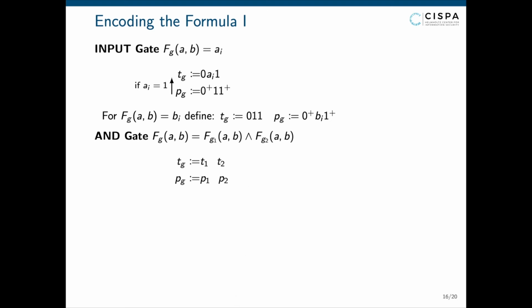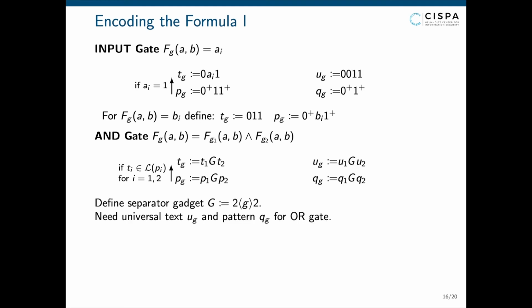And just to avoid problems, we add some separator gadget in between that forces us to match these two gadgets to each other. So P1 cannot match some part of T2 or P2 some part of T1. By this we get that there's a match if and only if both subformulas match the text. Unfortunately, this is not sufficient for the OR gate, because there we also need some universal text U and a universal pattern Q. They are defined in such a way that our pattern P can match the universal text U always, and our universal pattern Q can match the universal text and the normal text independently from our half assignments.